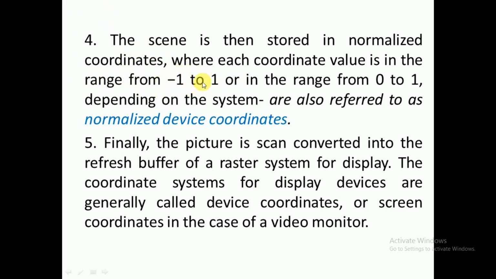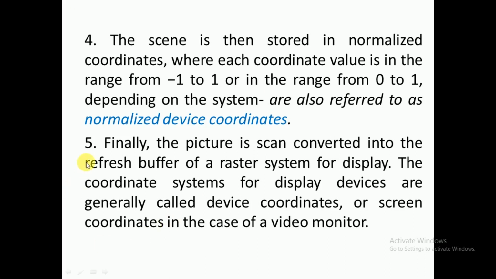The range is between -1 to +1, or in the range 0 to 1, depending on the system, and these are also referred to as the normalized device coordinates. Whatever input you have given, everything will come in the range -1 to +1, which is a cube. In the x direction -1 to +1, in the y direction -1 to +1. In that cube you will draw the object; that is the normalized coordinate.